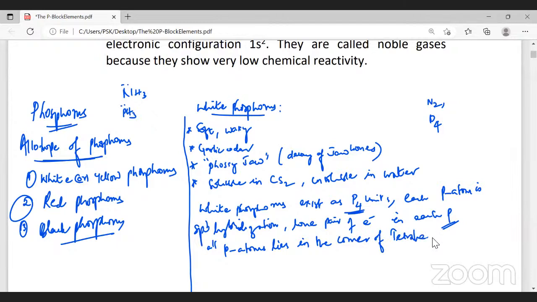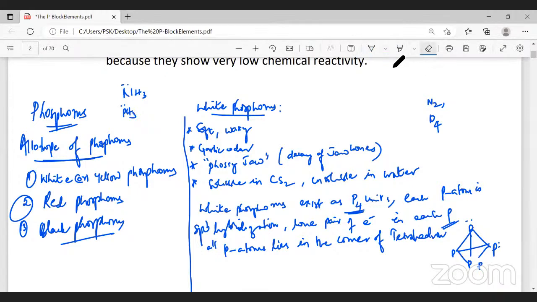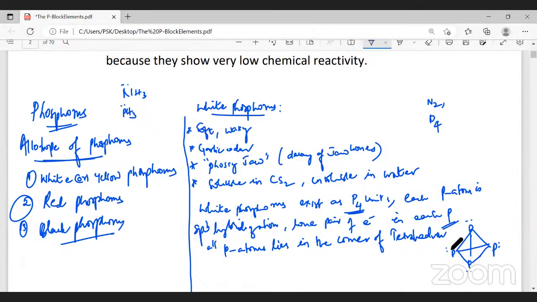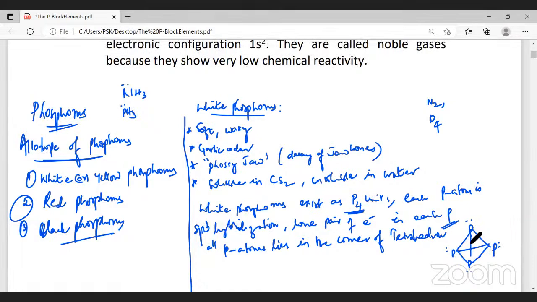So that means white phosphorus has a tetrahedral geometry. This is phosphorus, this is phosphorus, this is phosphorus, and we have a phosphorus here, and this is a phosphorus. So this will be the structure of white phosphorus. Each phosphorus has a lone pair of electrons. This is the representation of white phosphorus, and the bond angle is 60 degrees.